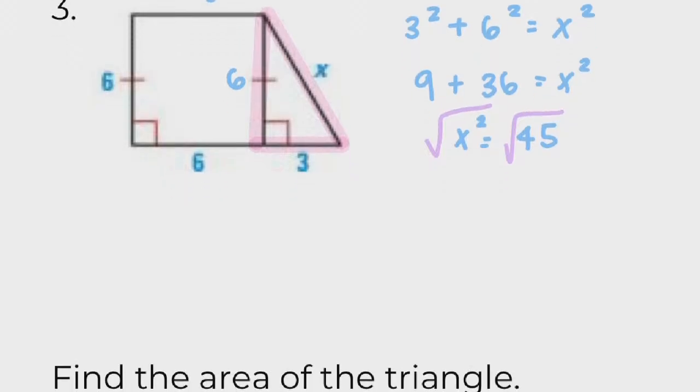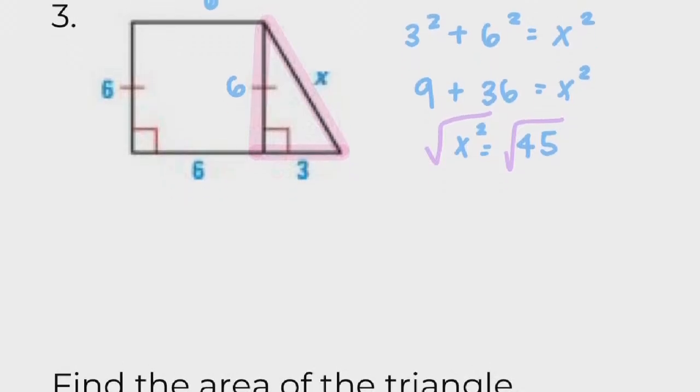And now I'm going to break up 45 because that's not a perfect square. So 45 breaks up into 9 and 5, and 9 breaks up into 3 and 3. Since this is a square root, we're looking for pairs of a number, so we have 2 3s here, and then this 5 is going to stay on the inside. So that means x will equal 3 root 5.